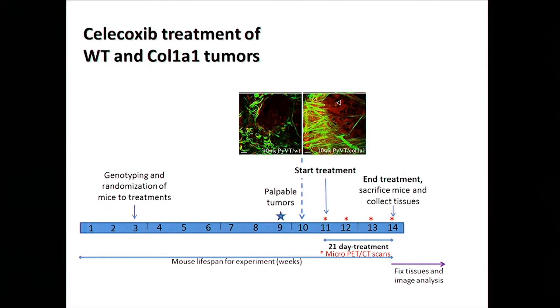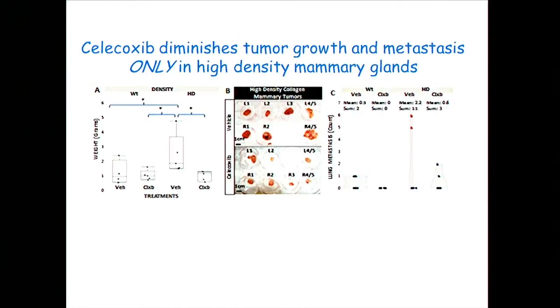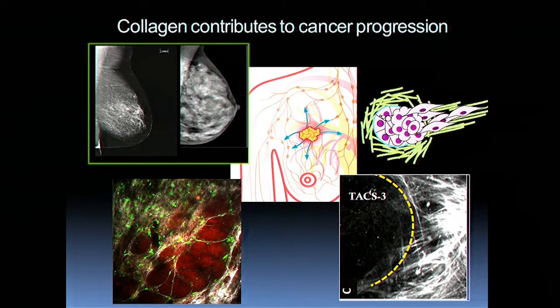So what we did is we enrolled our mice on a bit of a clinical trial with COX-2. This is an FDA-approved drug for arthritis. And what we were able to find is that while the wild-type animals weren't that much different, the dense collagen animals have increased tumor growth. These are the bigger tumors, and they regress when we treat them with this anti-inflammatory celecoxib. The dense collagen animals have more metastasis, and that is reverted as well.